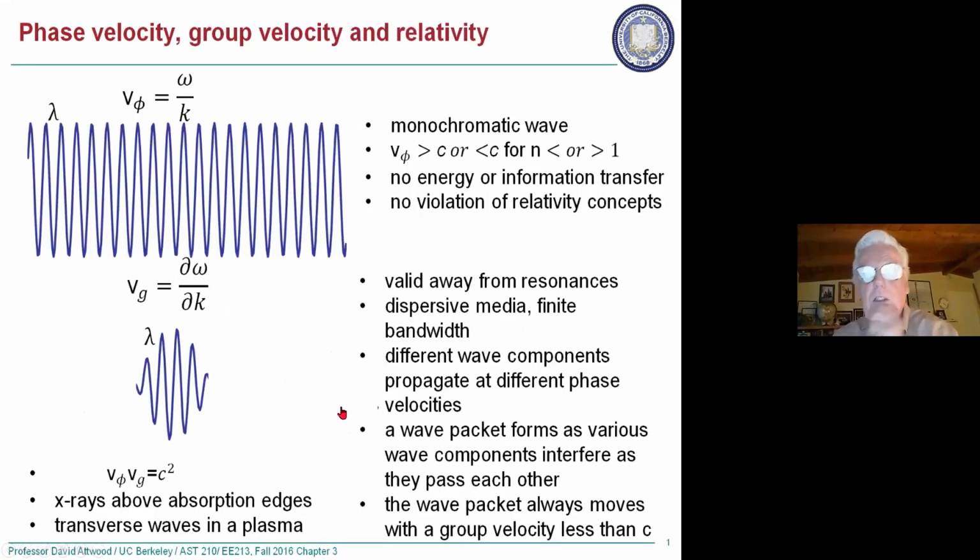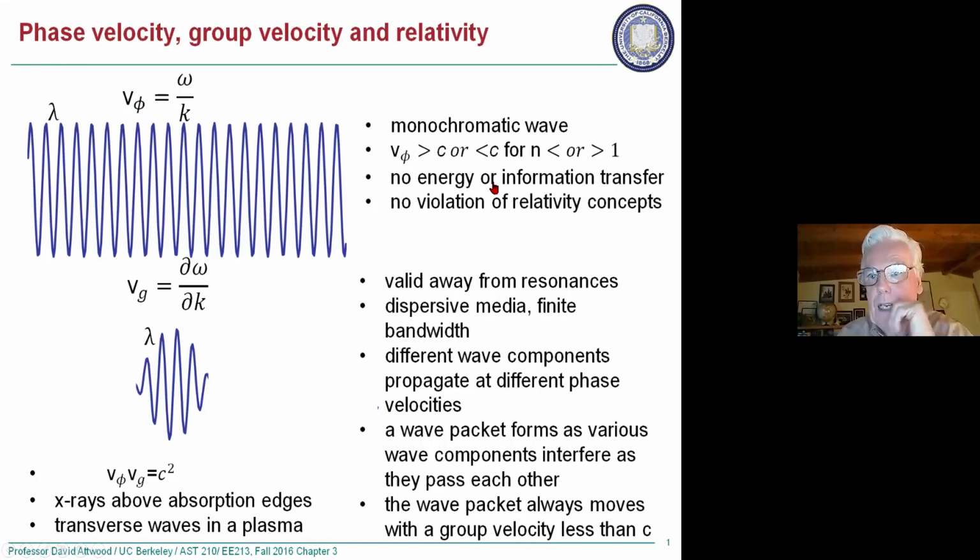Yeah, here's just another slide on the same thing. Here's a monochromatic wave propagating. The peaks and the valleys are going with a phase velocity, omega over k. That's what we found, okay? This phase velocity could be less than c or greater than c. It depends on the refractive index.